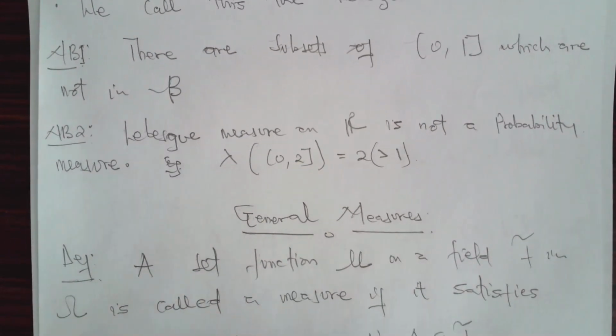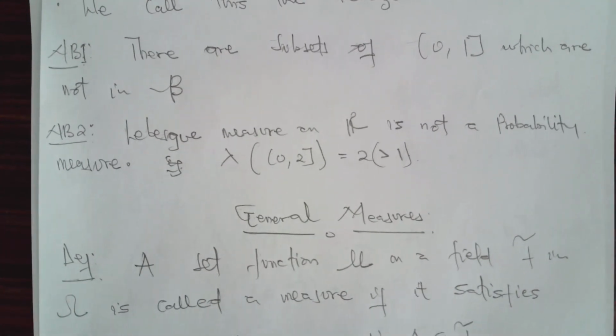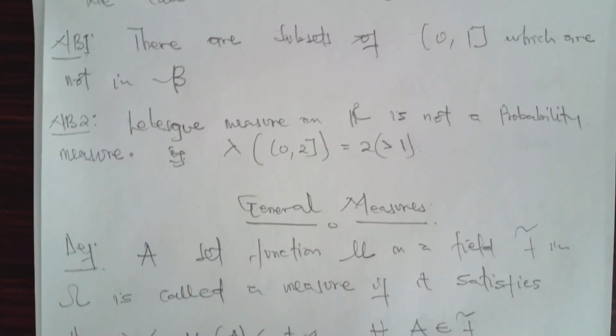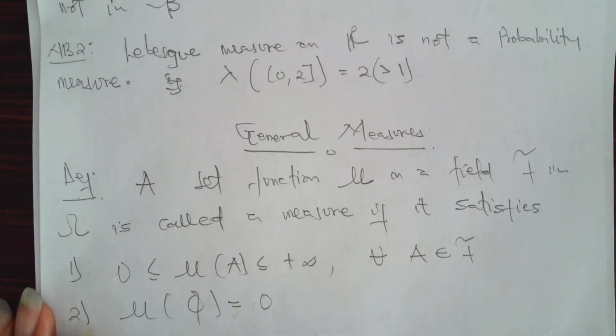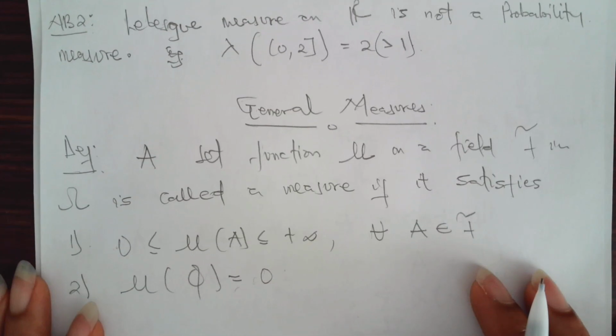A set function mu on a field F in omega is called a measure if it satisfies these conditions. We don't know the space we are working with, but we know that if you measure something, it should be nonnegative. So for any A belonging to F, the measure of that set should lie between 0 and positive infinity. And the measure of the empty set should be 0 as well.